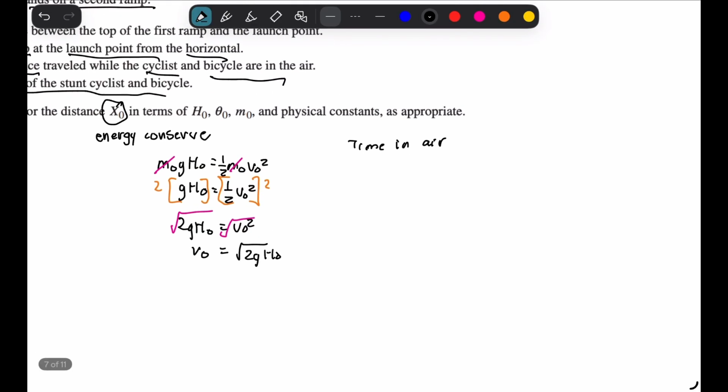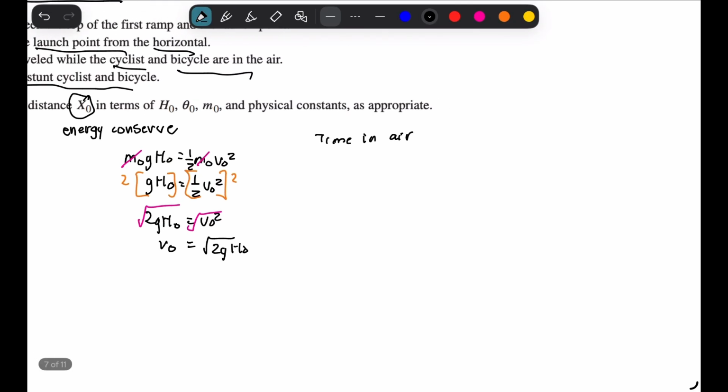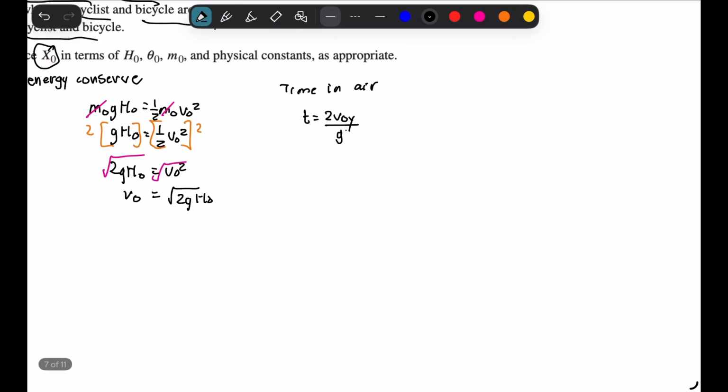Because we start at our launch and end at the same height as our launch, for projectile motion we have T is equal to 2 times the V initial Y component over g. We know that V initial Y was V initial sine theta, so we can write this as 2 V initial sine theta initial over g.